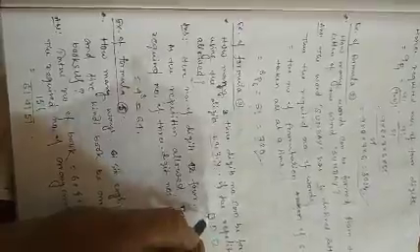Now example 3 says: how many 3-digit numbers can be formed using the digits 1, 2, 3, 4 if repetition is allowed? This type of question was already solved in the first video. Here 3-digit numbers are to be formed, which represents 3 places, but the digits are 4. The 4 digits and 3 places.